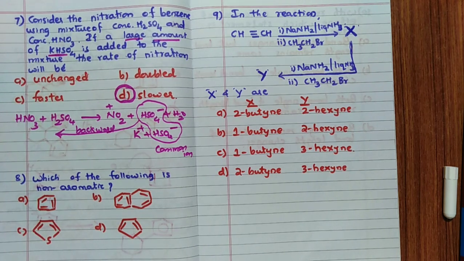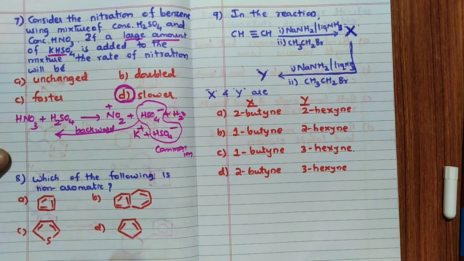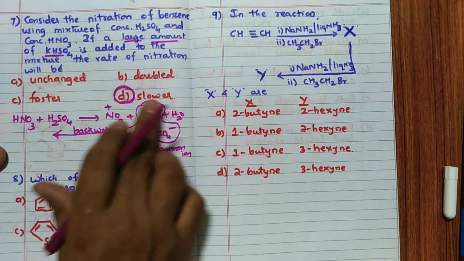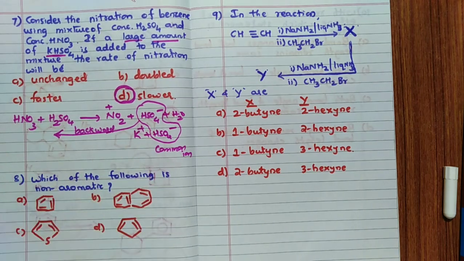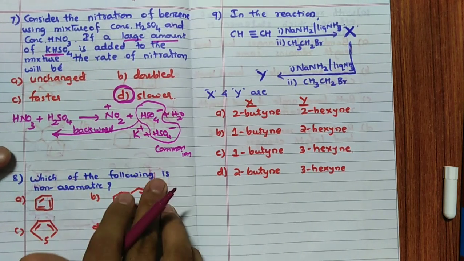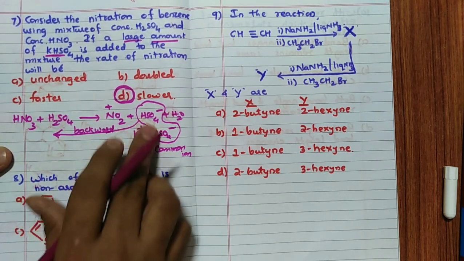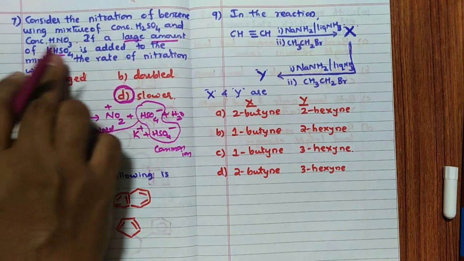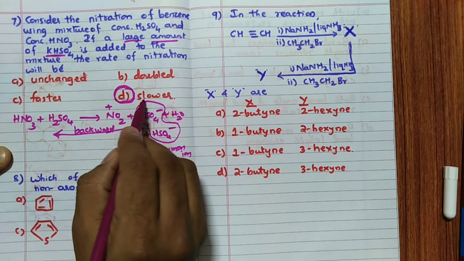Very important. With each and every question we have to learn at least one particular concept. Remember, I am not promising you that I will cover the whole chapter here, but I will take care that at least one new concept is learned with each question. From this question, what we have learned is that whenever there is a common ion, the backward reaction takes place, so when a large amount of KHSO4 is added, the reaction gets slower.